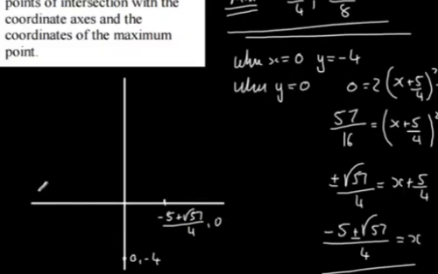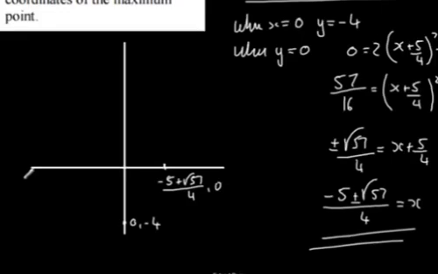And then if I think of this one over here, let's put this well over here. What we're going to have is now -5 minus that, so we'll have that somewhere, and this gap is going to be bigger this side. Again, not massively accurate, so this point is going to be -5 minus the root 57 all over 4, 0. So that's given us these points right here.